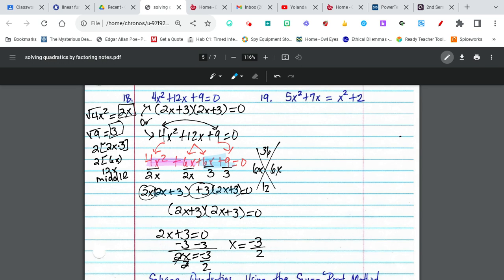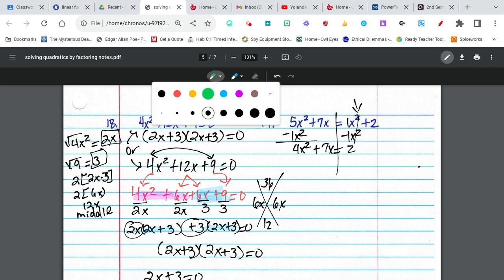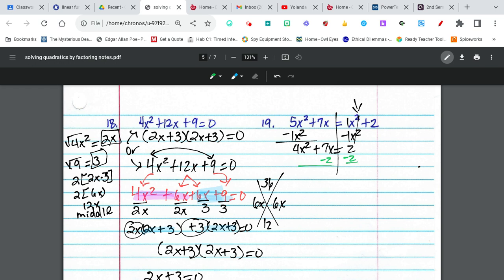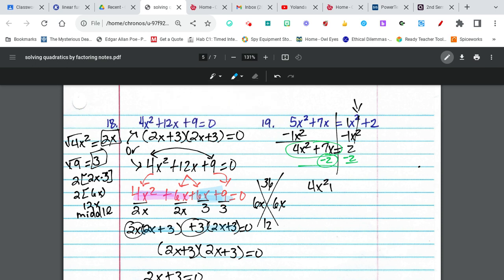Okay, 19, you have to do a little work to get it equal to 0. So let's take a look at 19. I'm going to move this one because if I subtract 1 x squared from both sides, it won't make my leading coefficient negative. It'll be positive 4x squared plus 7x equals 2. Now I just need to subtract 2 from both sides. These aren't matches, so I'm just going to write this back down, or unstack it, as 4x squared plus 7x minus 2 equal to 0.